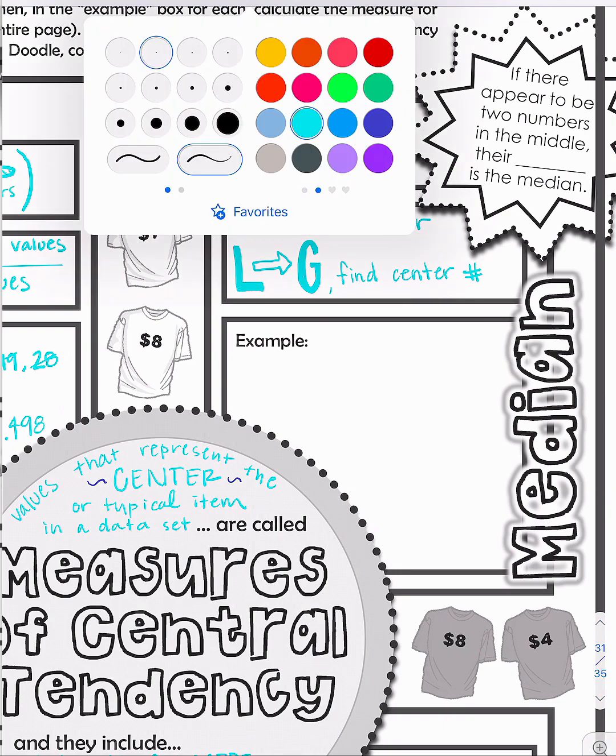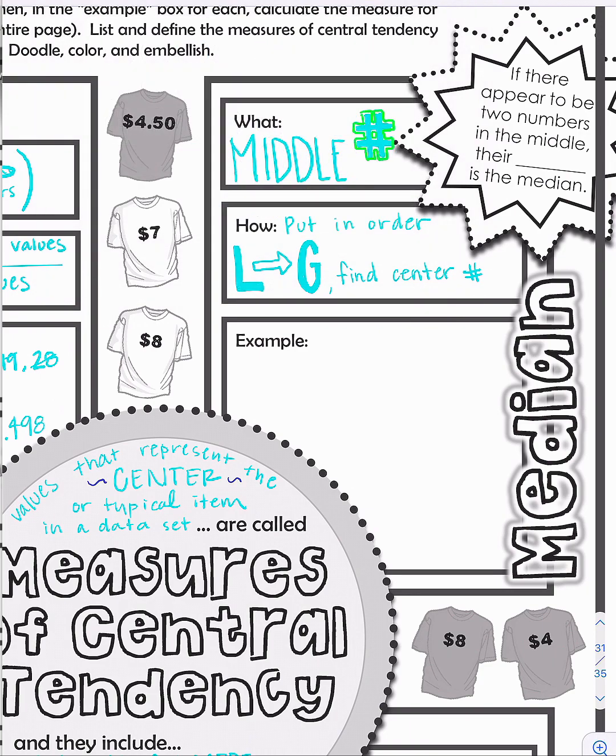Okay, my pen just a little bit thicker here. So for example, again, if we listed all of our numbers, and this is the price of our t-shirts, so we had a $4 t-shirt, $4.50, I'll list them all again, $6.50, 7, an 8, another 8, a 9, a $9.99, another $9.99, and then that 28.